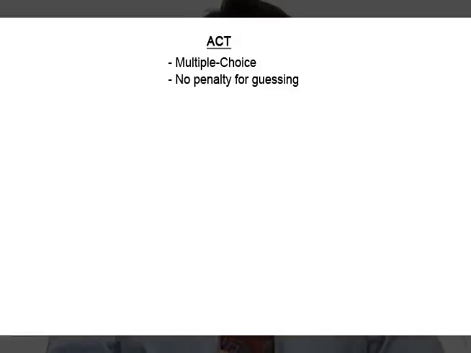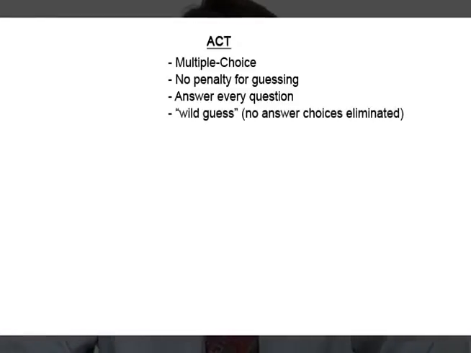So first of all, generally speaking, the ACT is a multiple choice test and there's no penalty for guessing. So what that means is every question should have an answer, even if it's a wild guess. The best way is not to guess, but if you have to, a wild guess should remain consistent throughout. In other words, you don't want to guess A on one. If it's a wild guess, that means you haven't eliminated any of the answer choices.